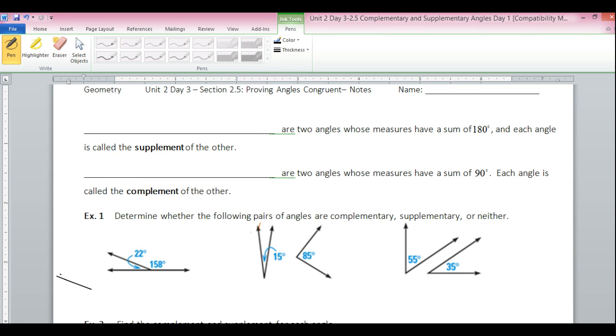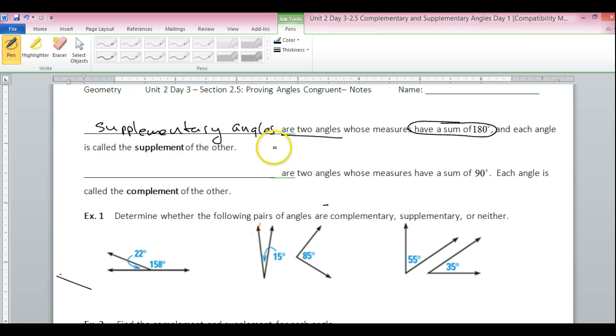Today we talk about Unit 2, Day 3, which is supplementary and complementary angles. The first set of angles we're going to look at are supplementary. Supplementary angles are two angles that have a sum of 180 degrees. So we say supplementary angles are two angles whose measures have a sum of 180.